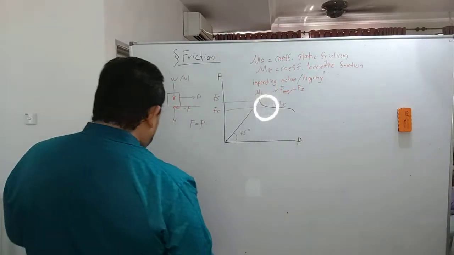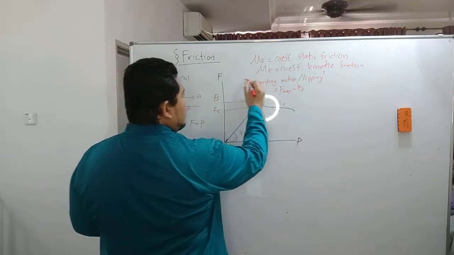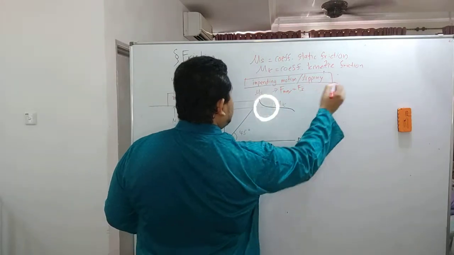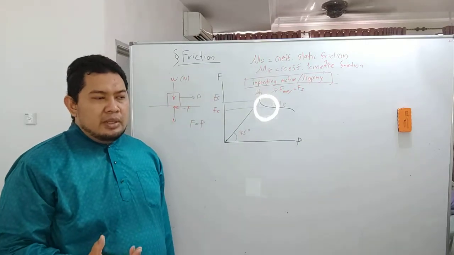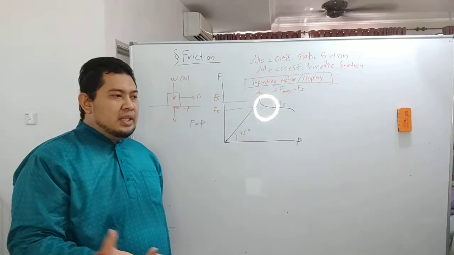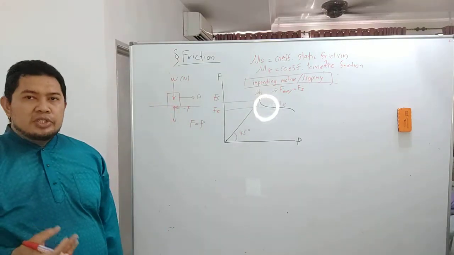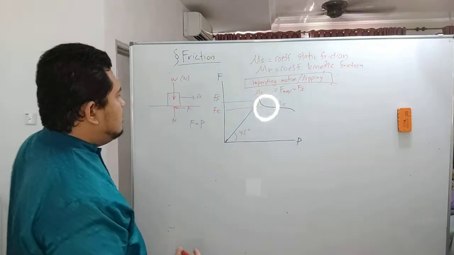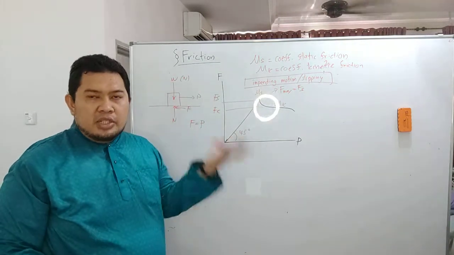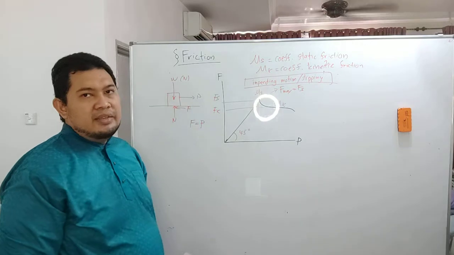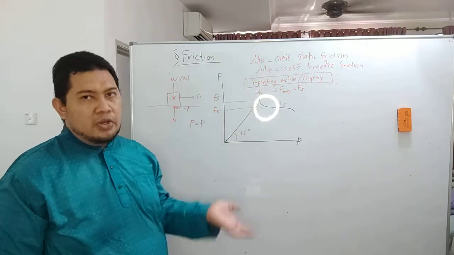The important keyword for you to understand is impending motion. In the question, it will state whether this object is in impending motion or not. So there are keywords: either impending motion, or impending tipping. Either this one is tipping or not.